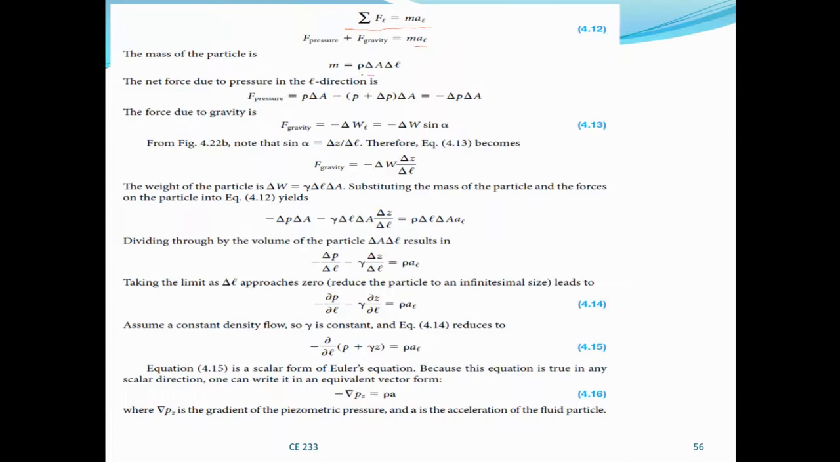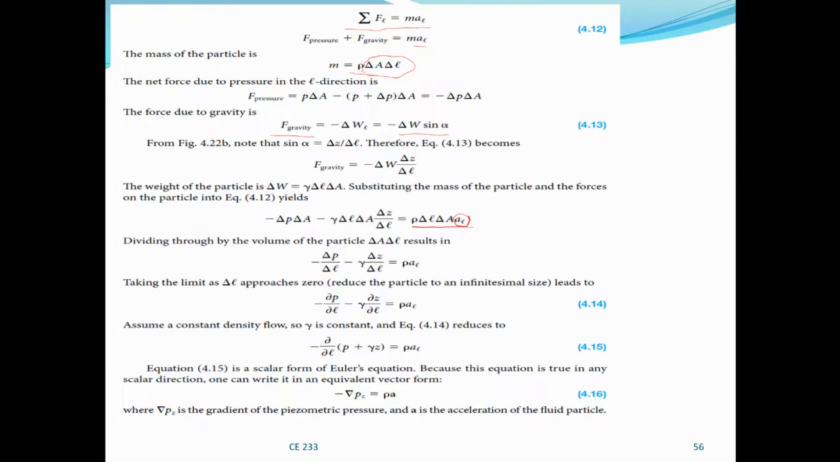So this is similar to what we did. This is the mass, because this is the volume, and density is mass over volume. For the pressure force, we use the vector form: this minus this, where this is the positive in the L direction. The gravity force is simply the weight of the element, which is the component of the weight along the L direction. Then we substitute, simplify, and equate it to ma, where a is aL, the acceleration in that direction.